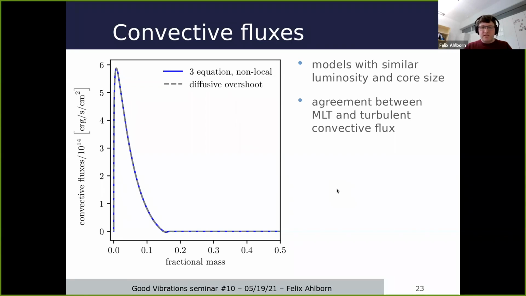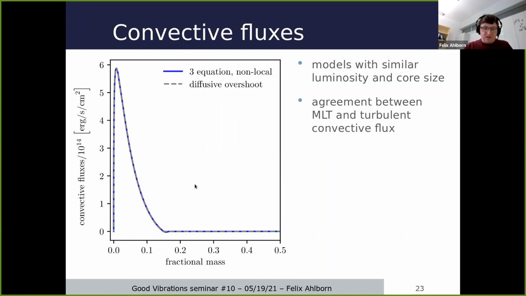And you can see that there is a very, very close agreement between these two models. The gray dashed line is basically lying exactly on top of the blue line. These two models, which I have selected, I have tuned to have the same core size and the same luminosity, but apart from that, no fine-tuning has been done to achieve this agreement. So this means that both convection models arrive at a very similar convective flux in the stellar interior.